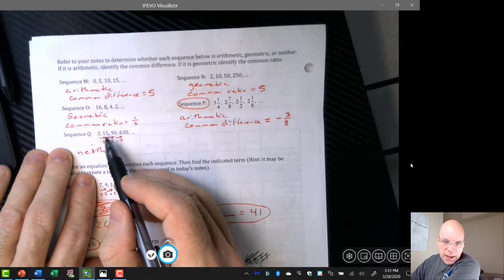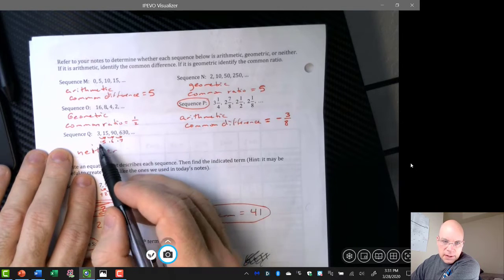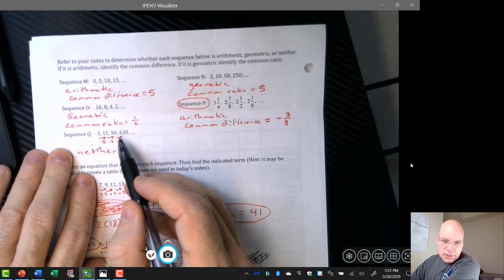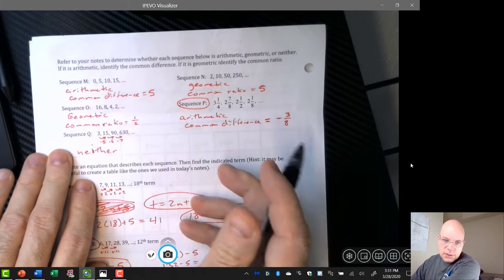Here it's times 5, then times 6, then times 7. So there's not a common ratio, and it's definitely not arithmetic, so this one is neither. Sequence Q is neither.